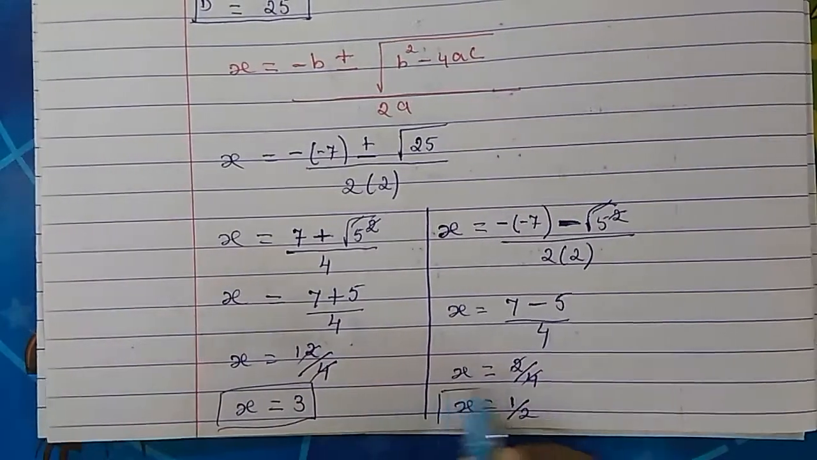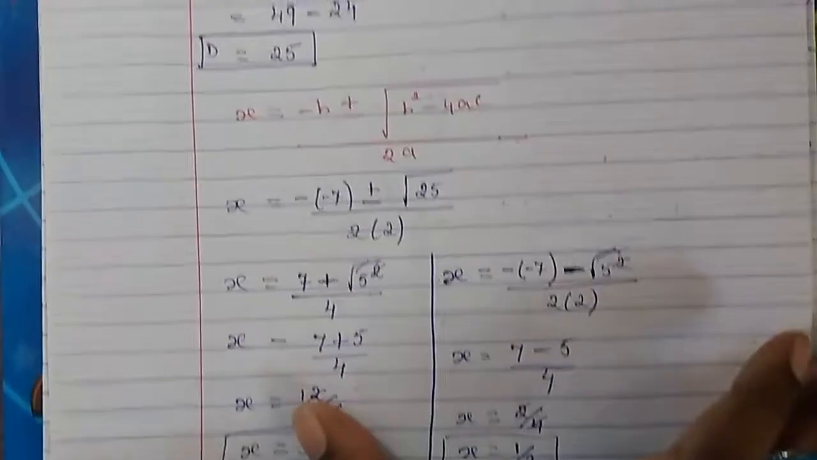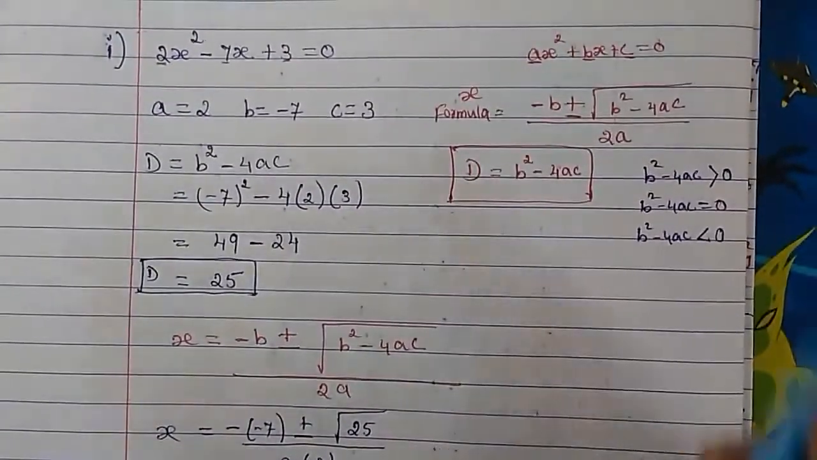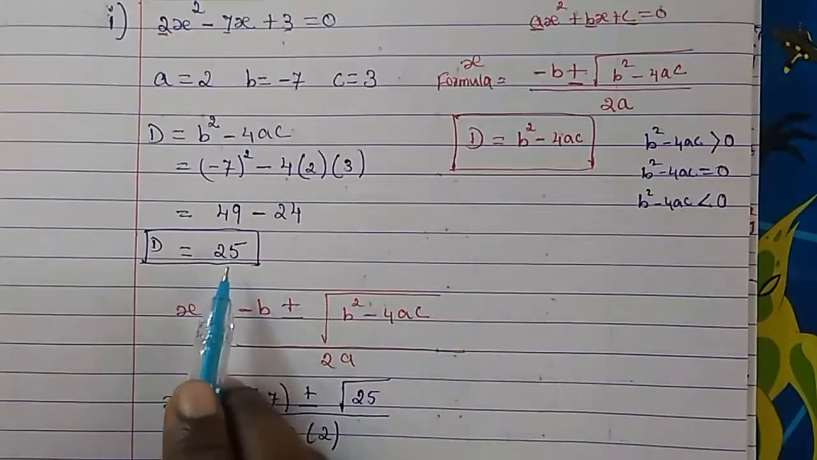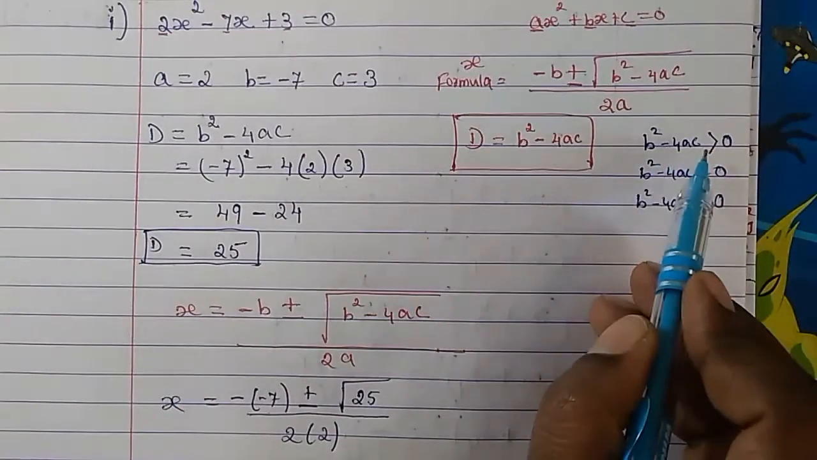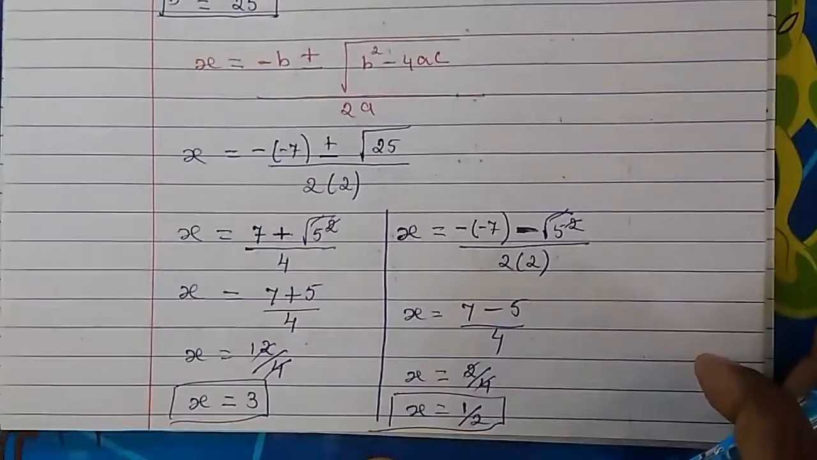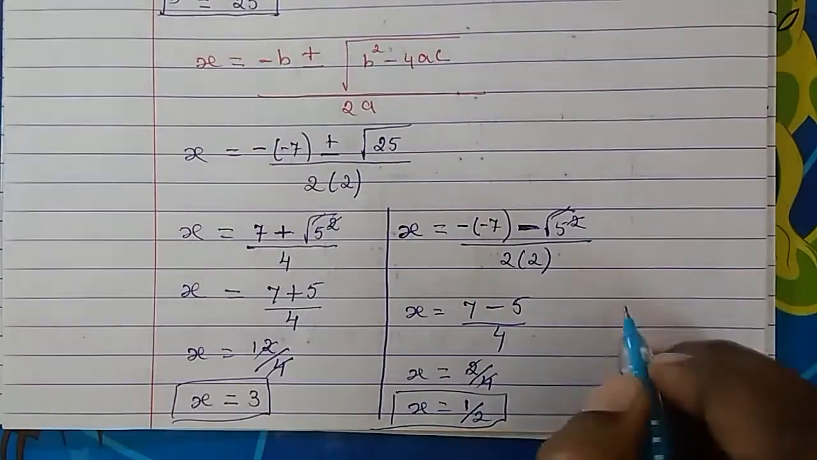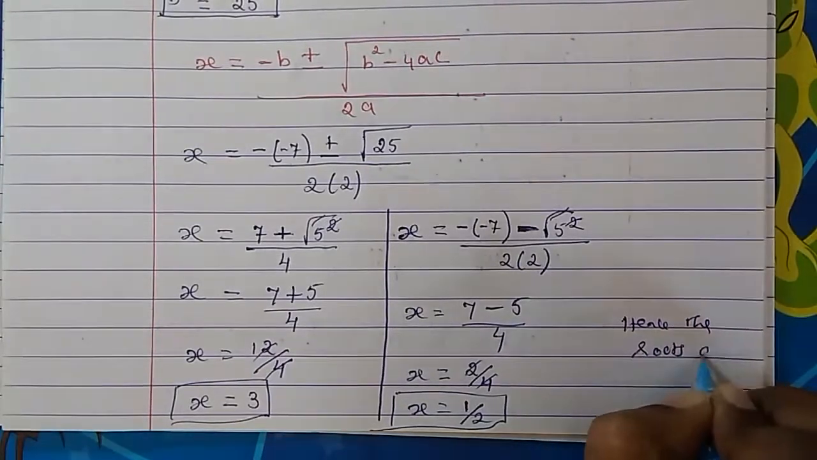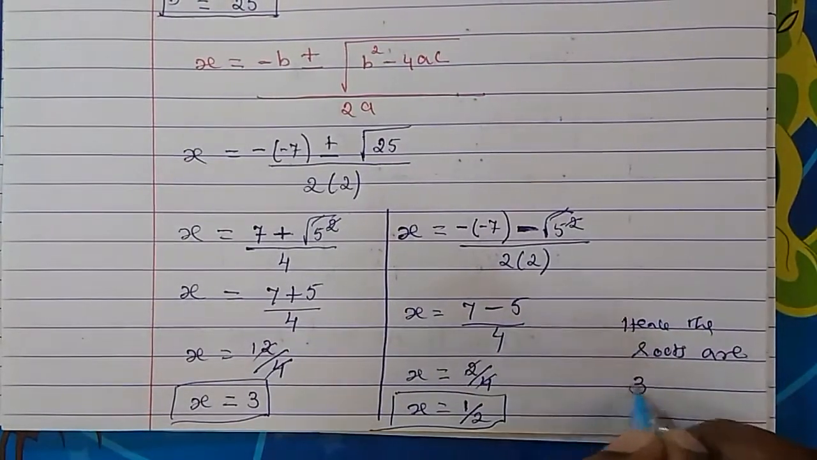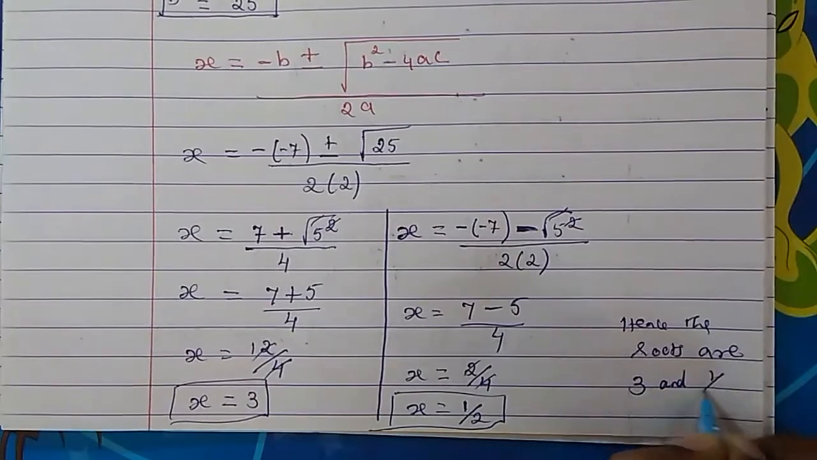So these are the two roots. You remember I told you the condition: if B square minus 4AC is greater than 0, that means we will get two distinct answers. So this is greater than 0, and we got the two distinct answers. Hence the roots are 3 and 1 upon 2.